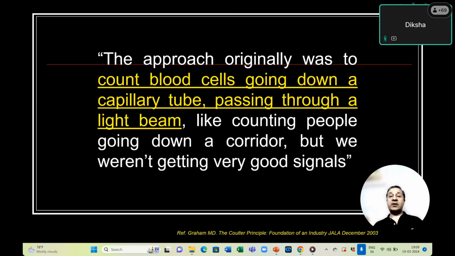Interestingly, another aspect which needs to be kept in mind: it was really not the impedance methodology which was the primary methodology to identify cell numbers or define the cells. In fact, the first methodology which was adopted was nothing but flow cytometry, in which the cells went down through a capillary tube and were made to pass through a light beam, and the light beam helped decide whether cells were present, which was what we were trying to look for.